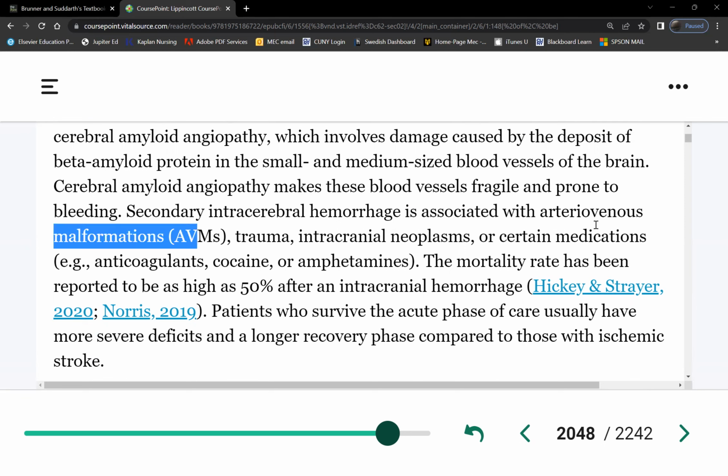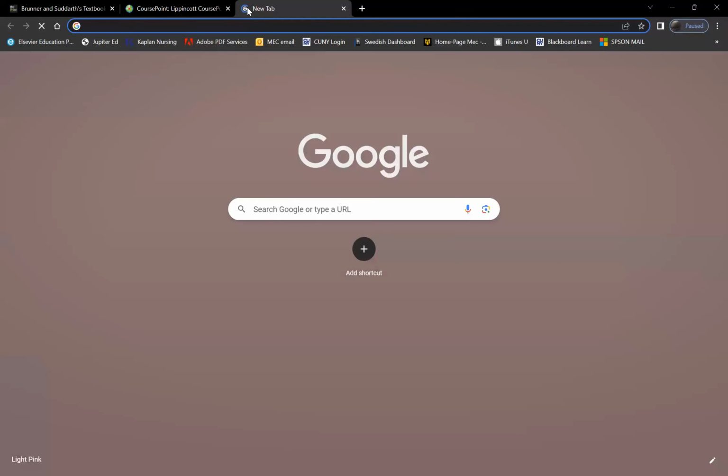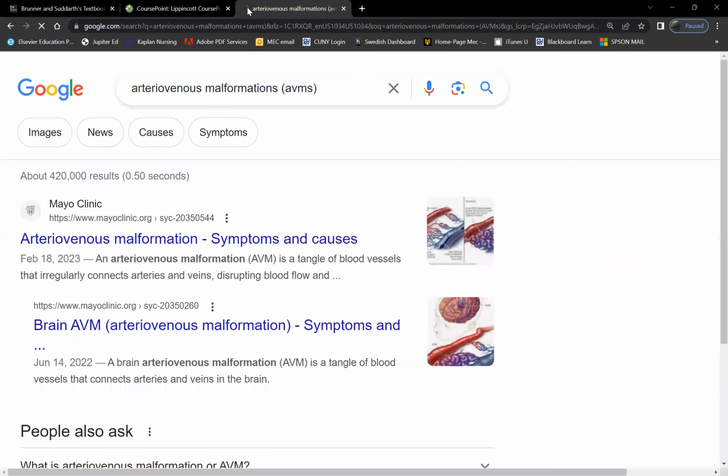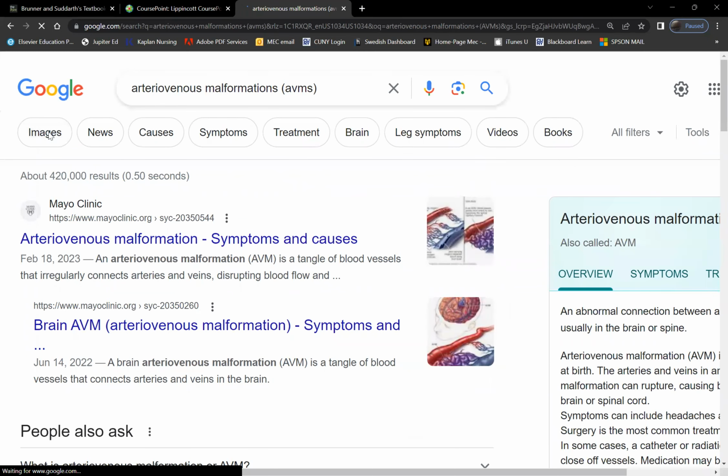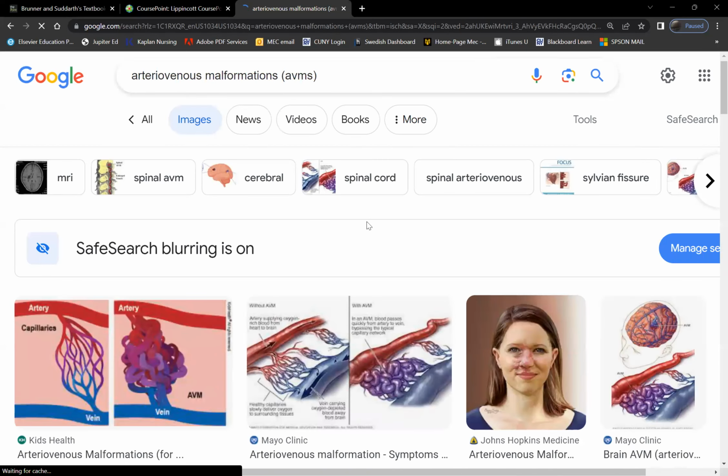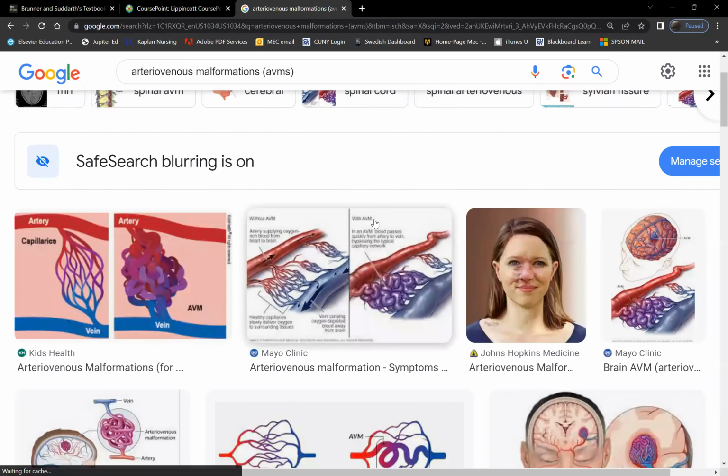AVMs, arteriovenous malformations. These are congenital anomalies. So let me show you a picture. So you can be born with this. This is formed in utero, and you go on living without knowing that you have it. This can occur anywhere in your body, but 2 most common sites of formation are in the brain and in the mesentery. The mesentery are the blood vessels supplying your GI tract. So these are the 2 common places these can occur.